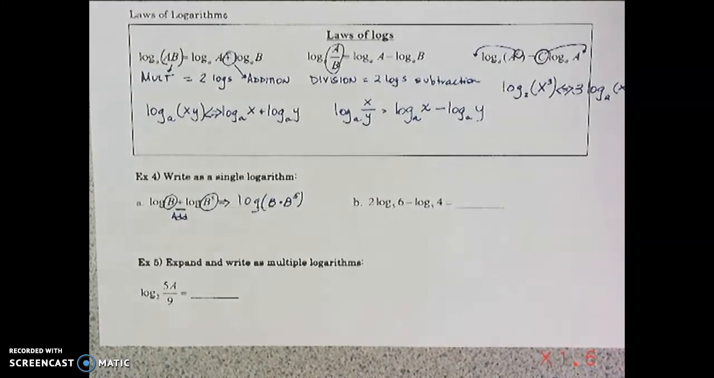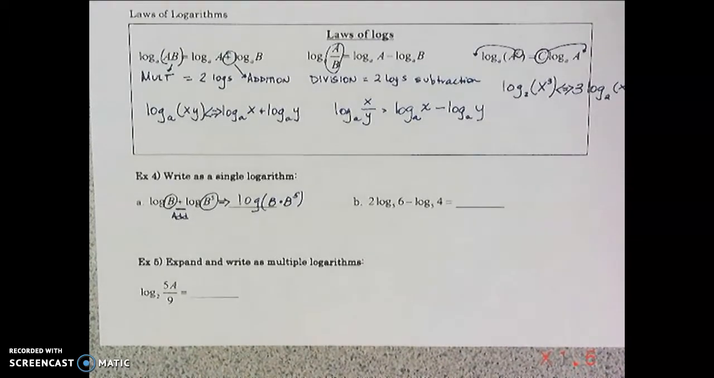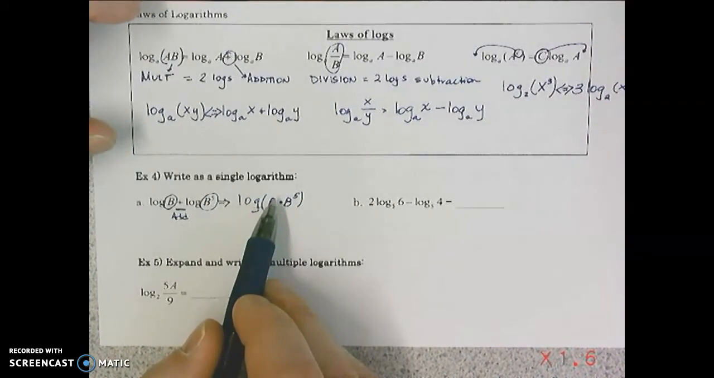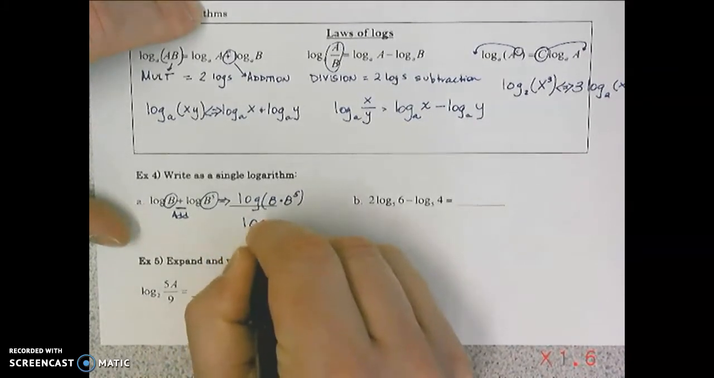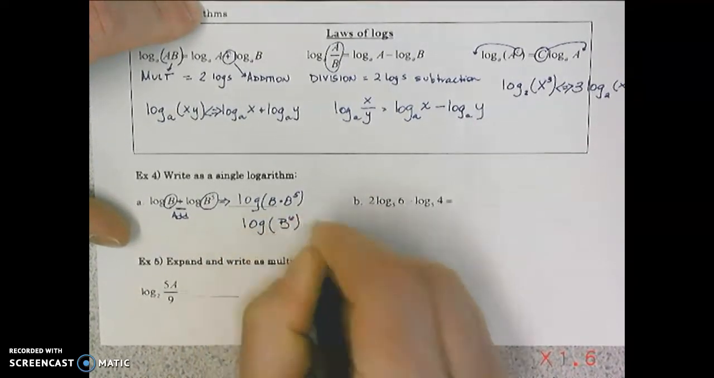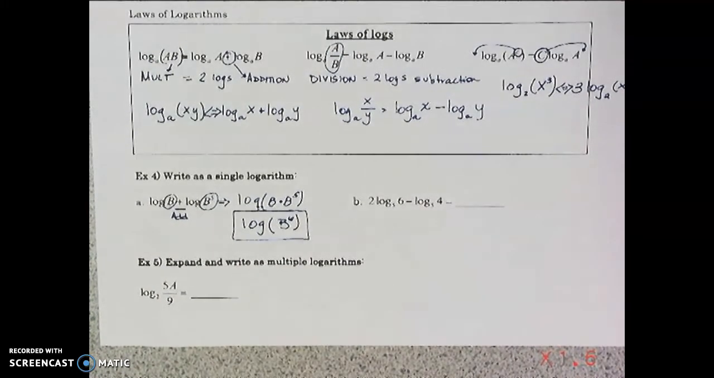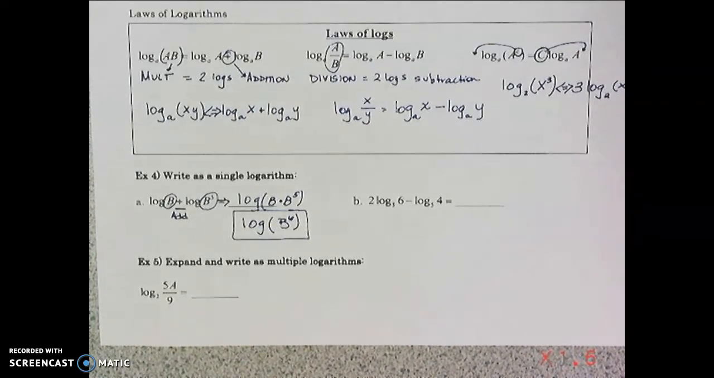Please don't leave your answer like this. As much as we can simplify and multiply and divide, we want to do that. We actually can multiply b and b to the 5th. Our final answer here, log of b to the 6th. We condensed 2 logs with addition into 1 log where those quantities were multiplied, based on our logarithm law that we see right there.